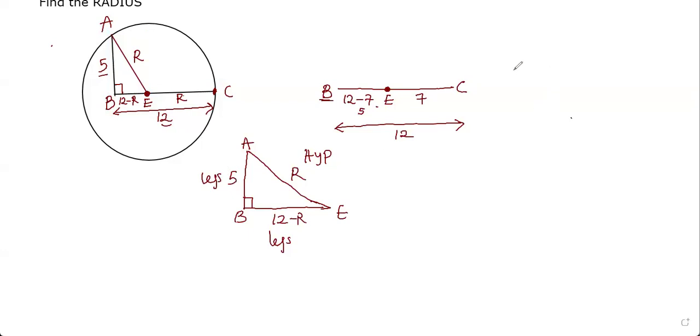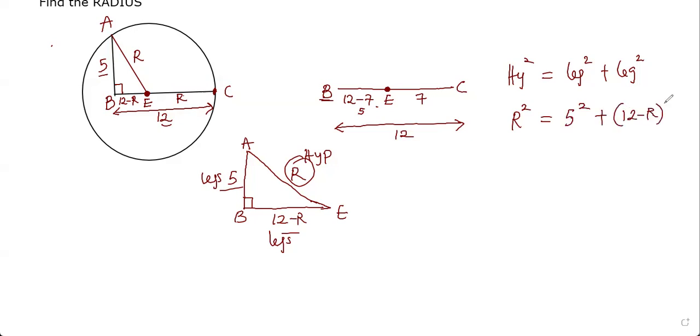So what does the Pythagoras theorem say? It says the hypotenuse squared is equal to the leg squared plus the leg squared. So what is the hypotenuse? The hypotenuse is R. That would be R squared, and that's the radius we are asked to find. And these are the legs, so you can take any of them. So this is 5 squared plus 12 minus R all squared. So if you go further to simplify, that would be 25.